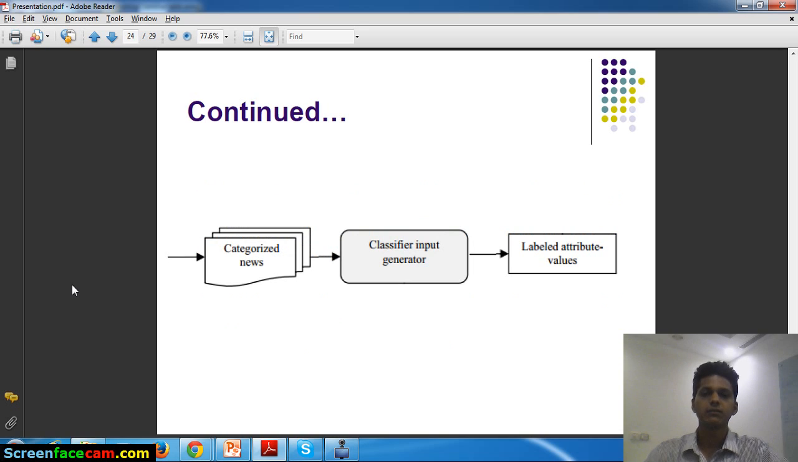Okay, next we can see the diagram. The categorized news, as we talked about before, is then fed to the classifier input generator. What this classifier input generator does is help us generate the input values for the actual classifier in the operational phase.